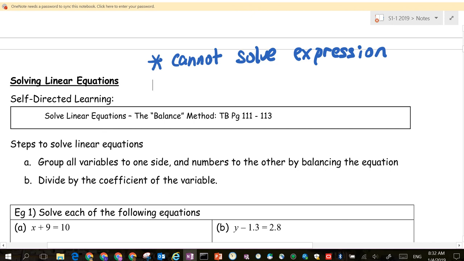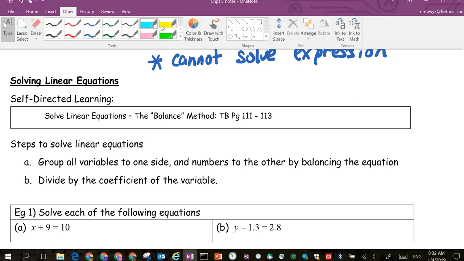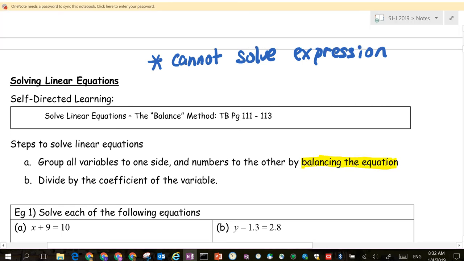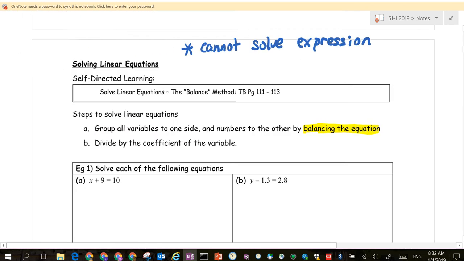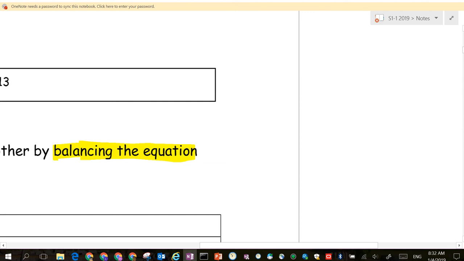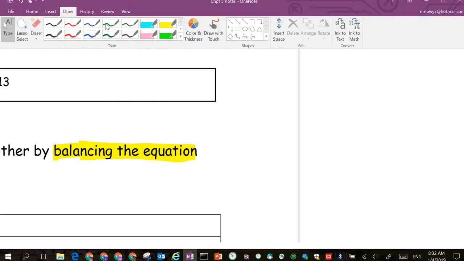So let's start. Chandel, can you read the first sentence? What are the steps to solve linear equation? By balancing the equation. Can you highlight the word balance? And I would like to talk about this balance here by drawing a balance beam. So can you all take out your artistic pen?